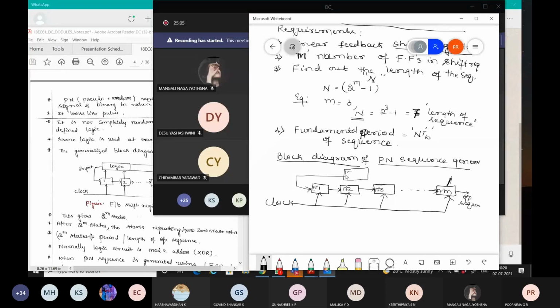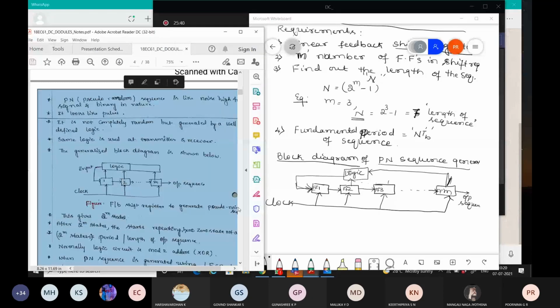Through some logic between the output and the output of the flip-flops. The logic, through some logic, because there may be a flip-flop 2 output or flip-flop 3 output and so on, it may be connected to the logic circuit along with the last flip-flop's output, and from that logic the input to the most significant flip-flop will be generated.